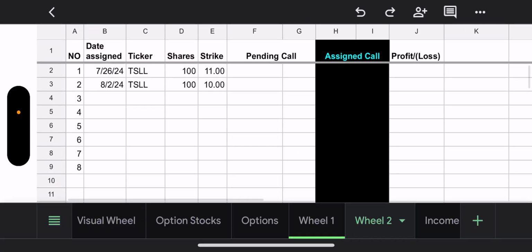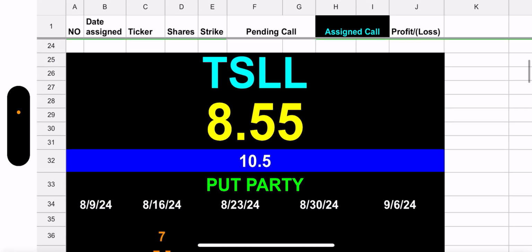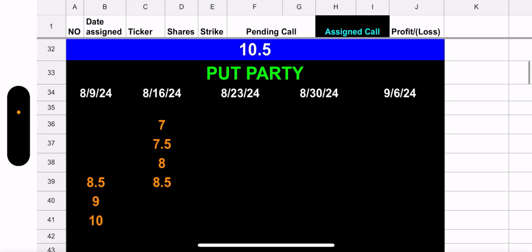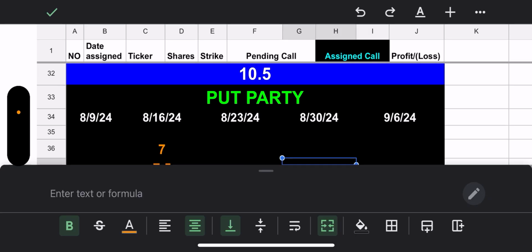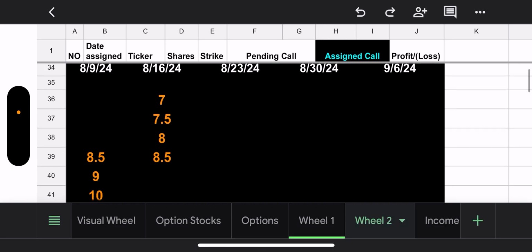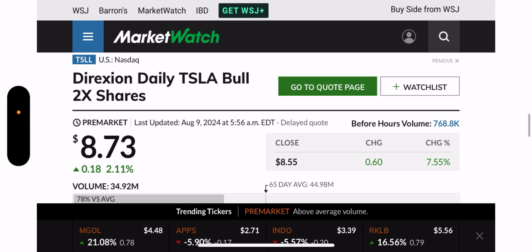Currently, I own 200 shares of TSLL with an average cost basis of $10.50. And this week, I have a put party. I got an $8.50, a $9, and a $10. So I sold puts, one contract each. What does that mean? That means if TSLL closes below $8.50, I'll be getting 300 shares. But it looks like right now it's above $8.50, but below the 9 and the 10. So maybe I'll just get the 200 shares. Either way, I'm just going to let it ride. I'm letting my contracts expire, either worthless or they will get assigned. I am fine either way.